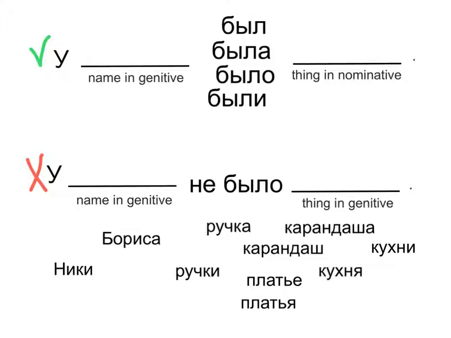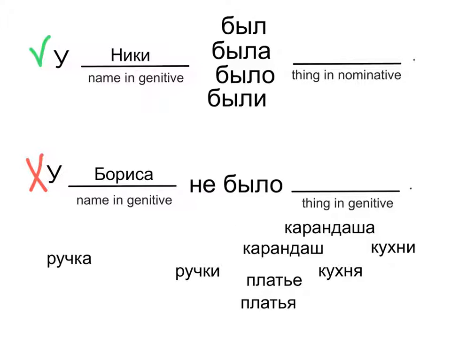So the constructions that we use to talk about having and not having things in the past are somewhat similar to the structures that we use in talking about them in the present. There are some differences though. So let's say we're talking about two people, Nika, who has a lot of things or used to have a lot of things, and then Boris, who didn't have a lot of things.